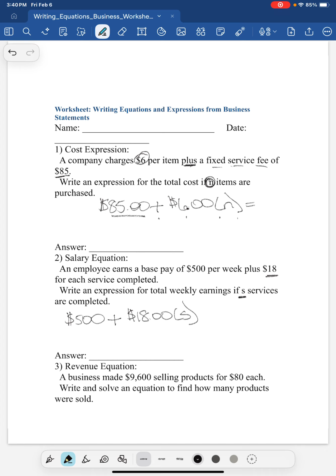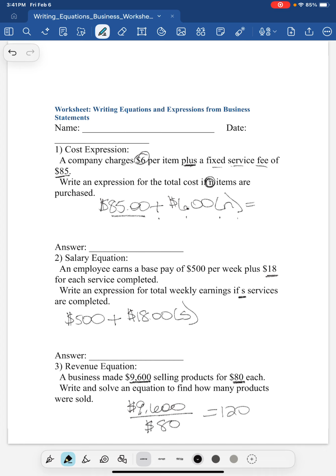It says a business made $9,600 selling products for $80 each. Write and solve an equation to find out how many products were sold. Okay, if we have $9,600 total, and they sold for $80 each, all we have to do to find out how many products were sold is divide the $9,600 by the $80 they were a piece. And you find that you sold 120 items.